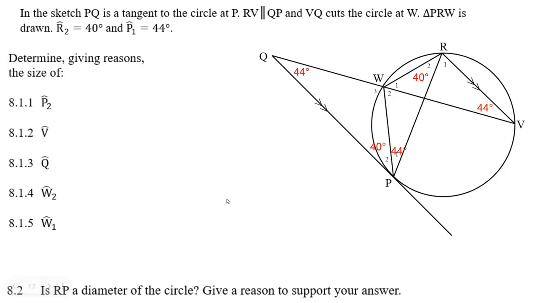Now I'm going to say Q is 44 degrees. How do I know that? Oh, these parallel lines, that looks like a Z. Alternate angles, because QP is parallel to RV.